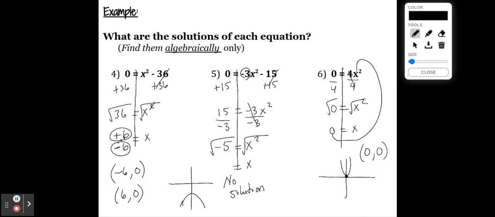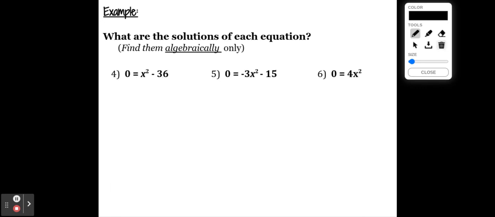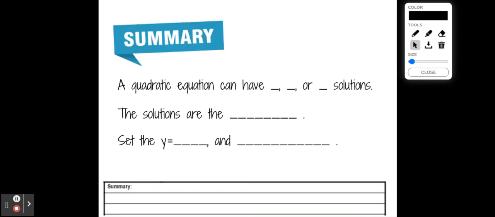So here we have an example again of two solutions, no solutions, and one solution. Okay, let's go to our summary. When you're solving a quadratic equation, it could have 0 solutions, 1 solution, or it could have 2 solutions. The solutions are the x-intercepts. It's the place where the parabola is going to touch the x-axis. And how do we find that? Well, we have to take the quadratic equation, set the y equal to 0, and then we solve the equation. And this only works when there's no b value.